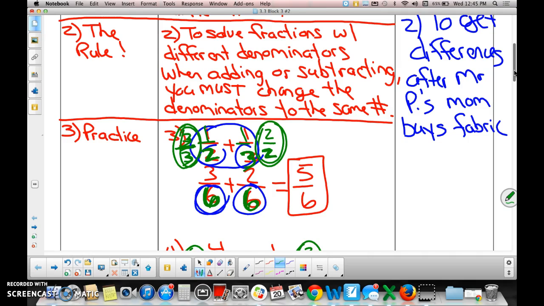So what I do to the bottom, I do to the top. What is 1 times 2? 2. So there we go. Add them together. What do we get? 5/6. You guys, we can do this. Yes or no? Yes. We can do this.